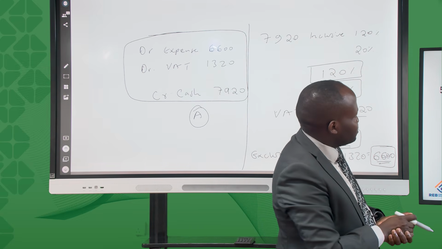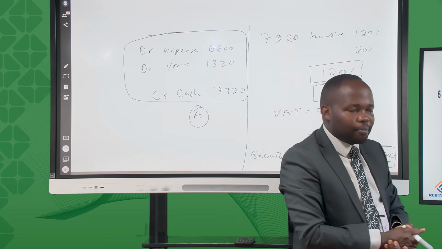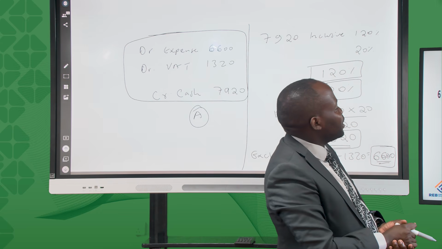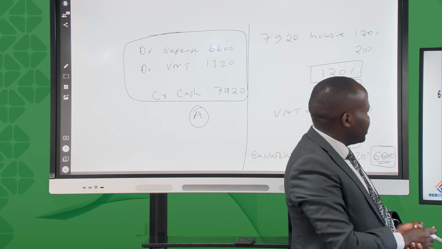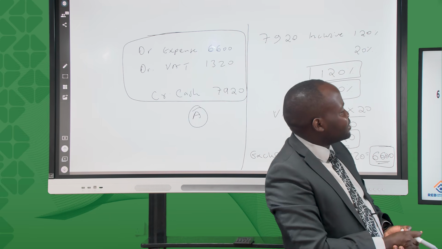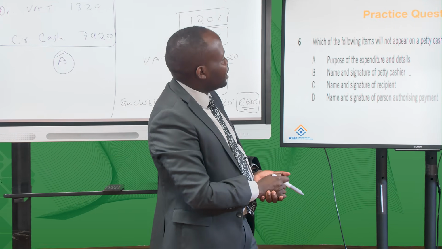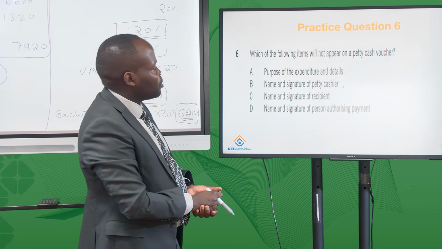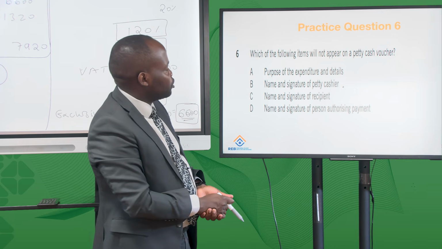The next question, number 6. Which of the following items will not appear in a petty cash voucher? A, purpose of the expenditure and details. B, name and signature of the petty cashier. Purpose of the expenditure will appear. It must appear. Name and signature of petty cashier, does that appear?